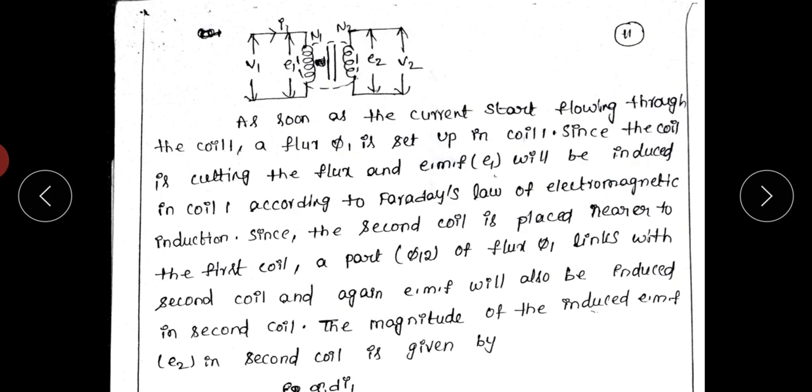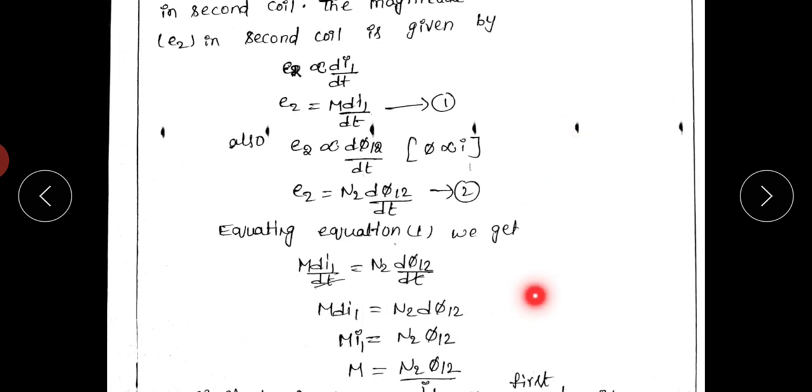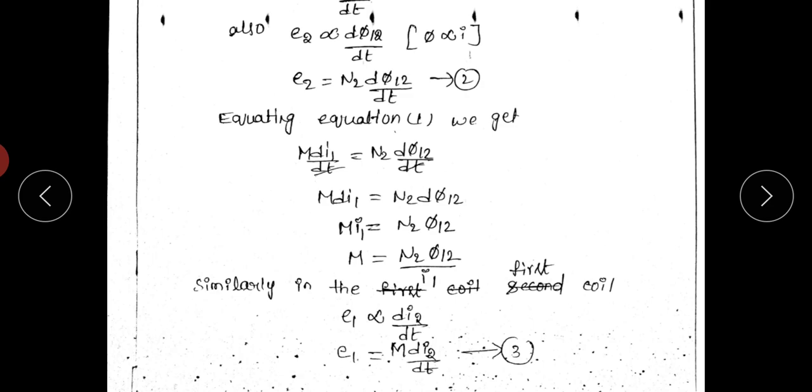Now assumption: the supply is connected across the second coil, V2, and the second coil current equals I2. So now in the second coil, magnetic flux phi2 is produced. Due to this flux, EMF induced in the second coil equals E2. Part of the second coil flux that links with the first coil is phi21. So due to this phi21 flux in the first coil, some EMF is induced, and that EMF is E1. So E1 is proportional to the rate of change of the second coil current.